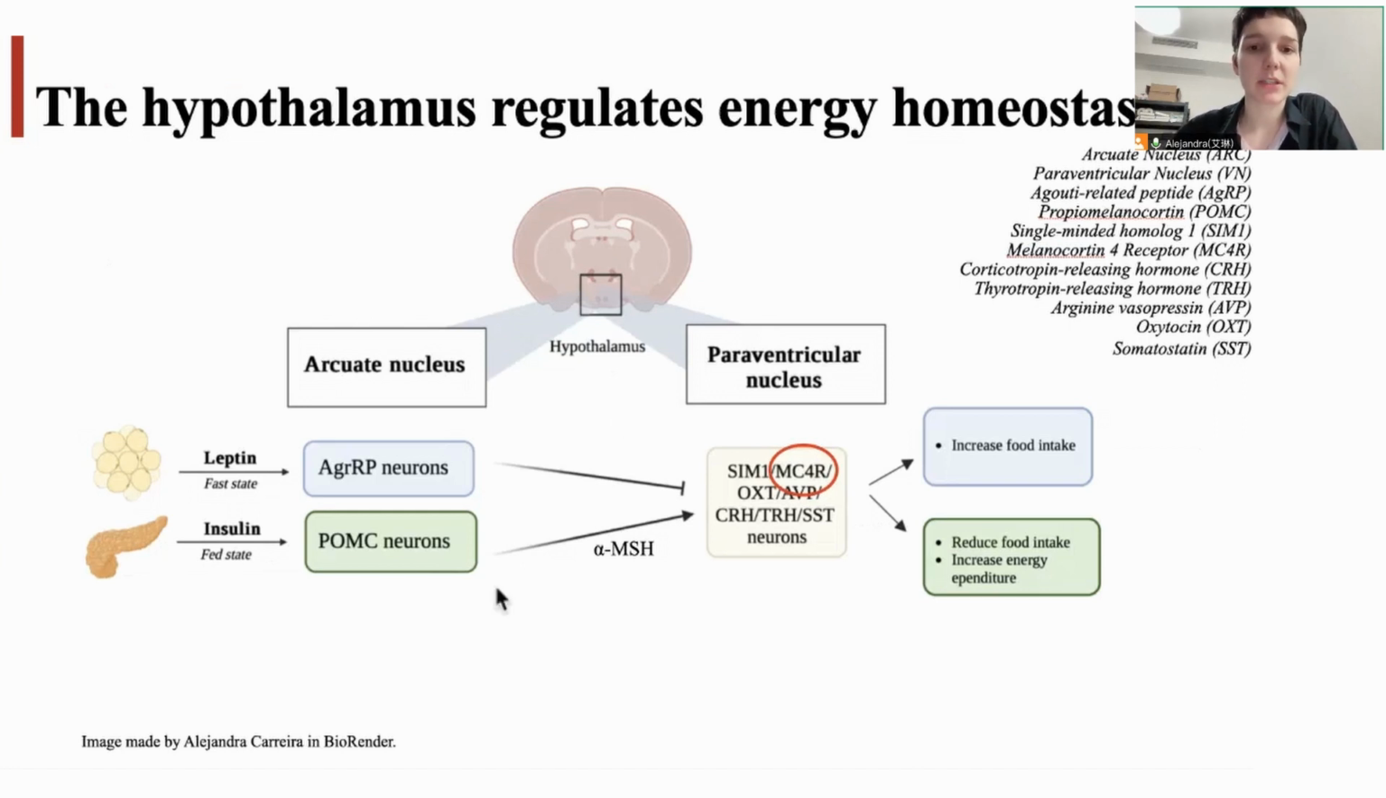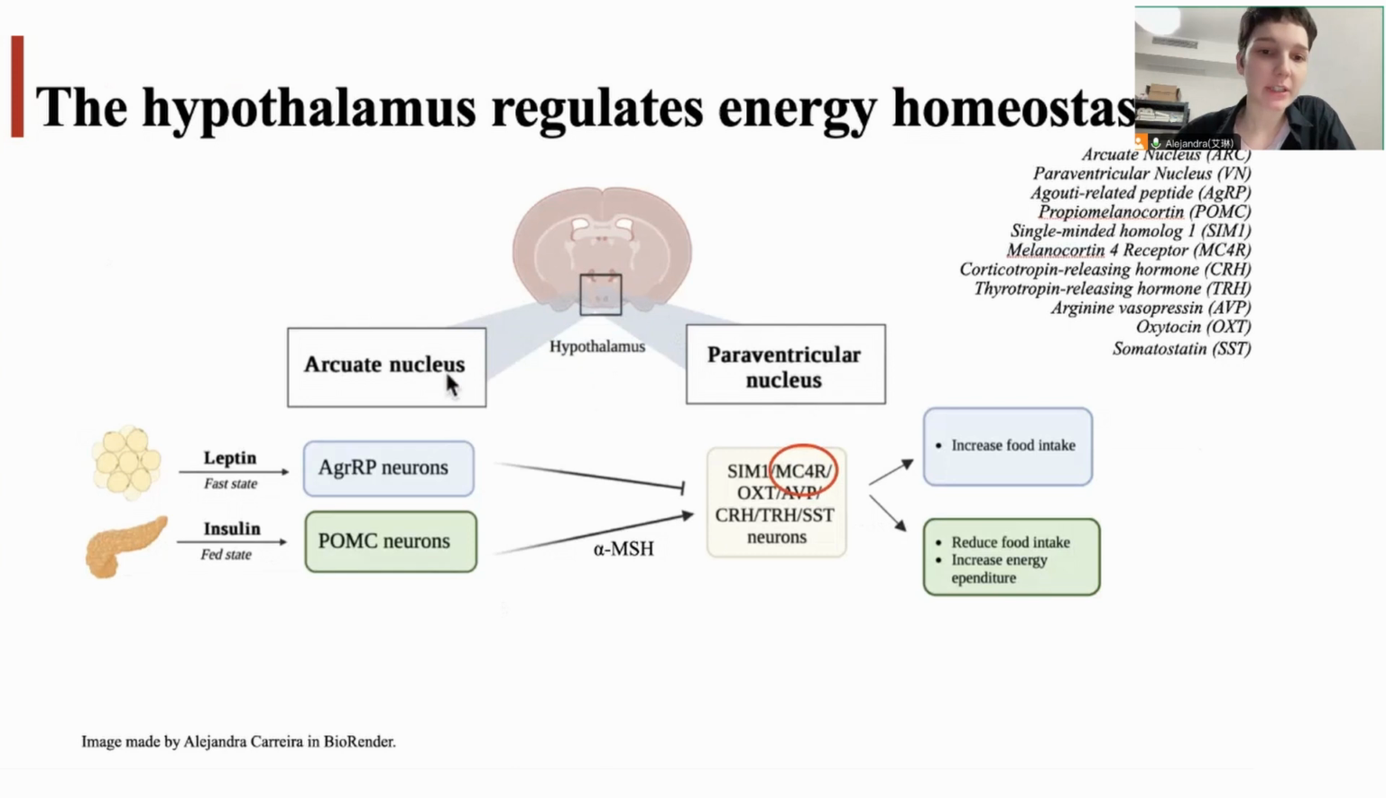The hypothalamus is this region of the brain that regulates many functions, and one of them is energy homeostasis, and therefore body weight, food intake, and energy expenditure. So in the hypothalamus, we're going to focus on two nuclei, the arcuate nucleus and the paraventricular nucleus.